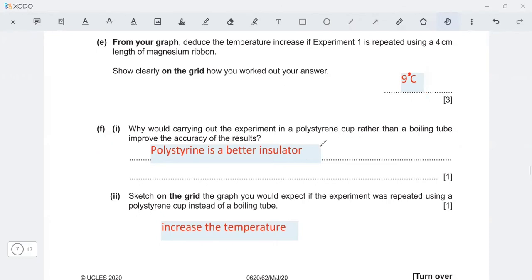Questions, hopefully you understood. So why are we going to use the polystyrene cup rather than the boiling tube? Basically, polystyrene cup is very famous as a good insulator. So the heat loss will be very little, the heat will not be lost much. You can just write over here: polystyrene is a better insulator. You will get the accuracy of the temperatures.